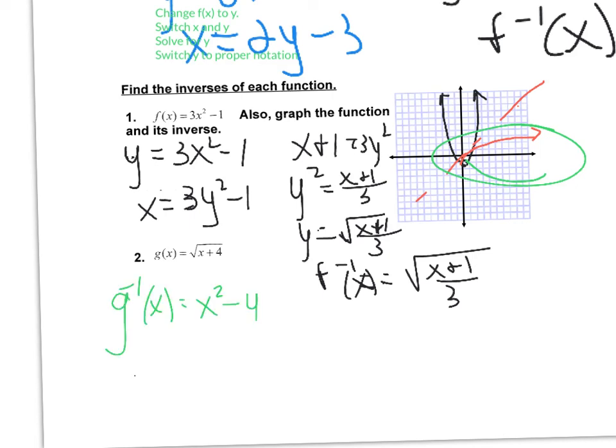Alright folks, hopefully you got g to the negative 1 of x equals x squared minus 4. If you didn't get that, remember to undo a square root, you square both sides first, then subtract the 4.